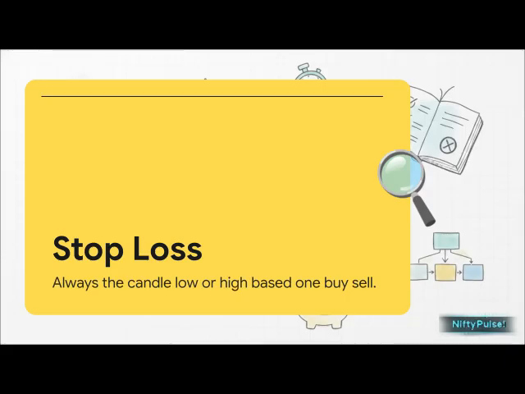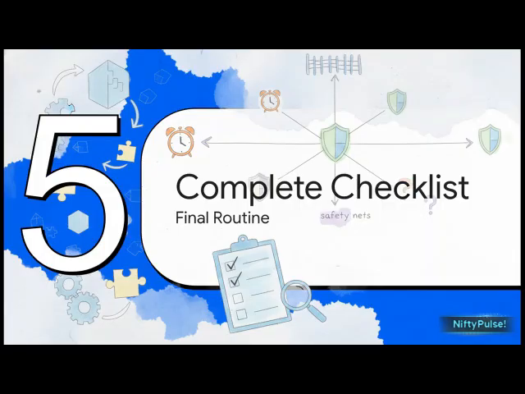If you buy the green cross, your stop loss goes exactly at the low of that specific triggering candle. If you sell the red cross, your stop loss sits strictly at the high of that candle. It's not just a suggestion, guys, or a mental note. It is a rigid structural rule designed to cut your losses immediately if the momentum fails to follow through. Finally, section 5, the complete checklist.